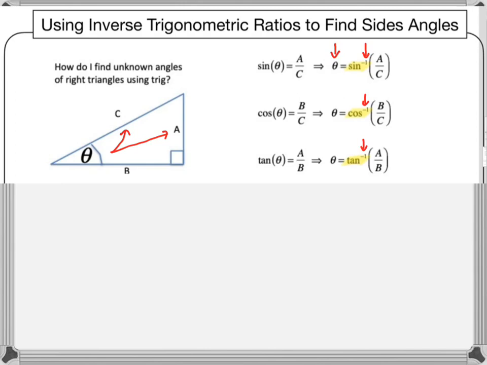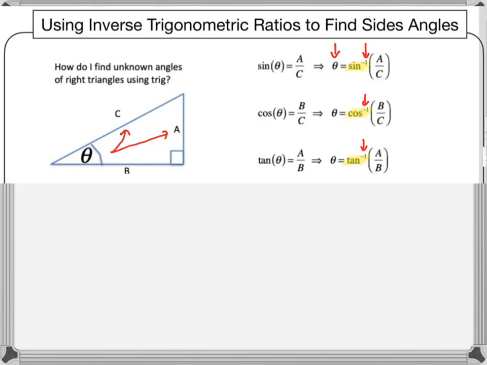But right now we're just taking a look at sine, cosine, and tangent. So it's going to kick out an angle. Anytime that you use the inverse sine, inverse cosine, or the inverse tangent, it gives you the angle.